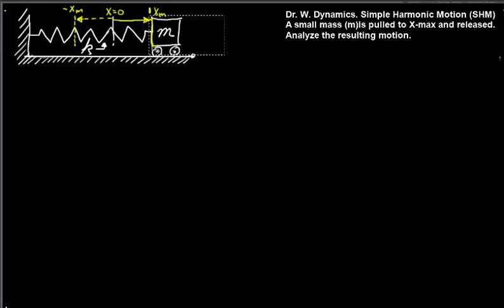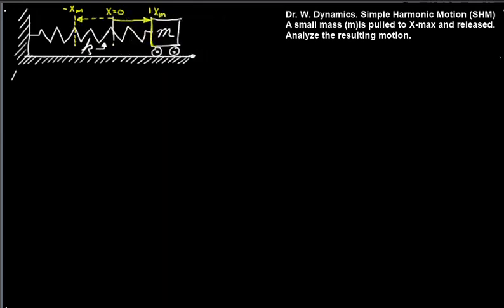Let's take a look at the case of a spring-driven oscillator where we have a small mass M, which is frictionless, attached to an ideal spring. It's pulled back to X max and released, where it begins to oscillate.